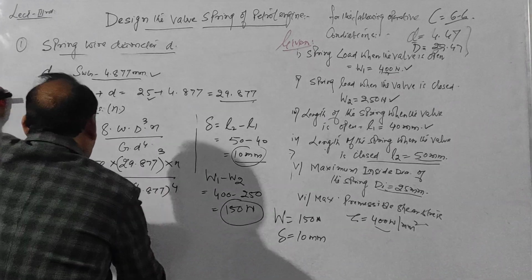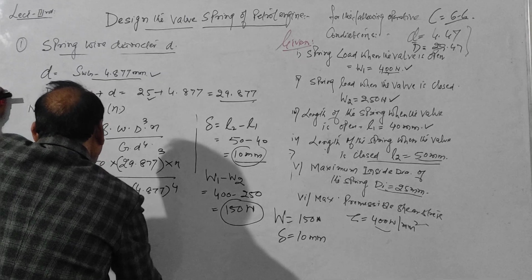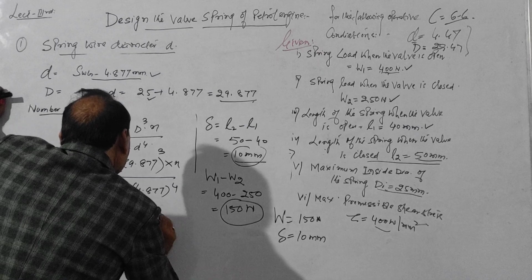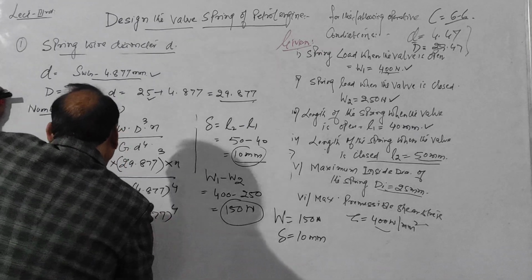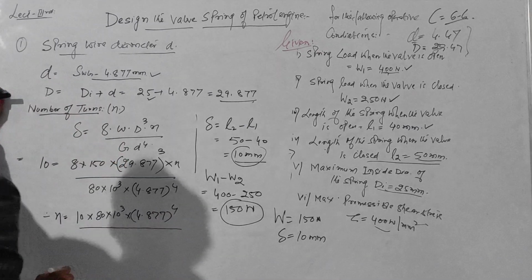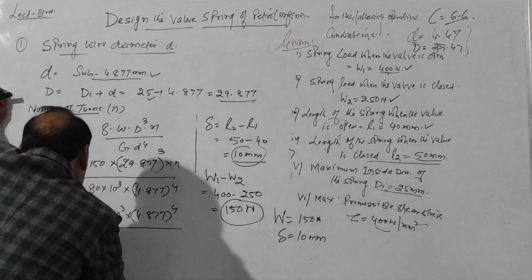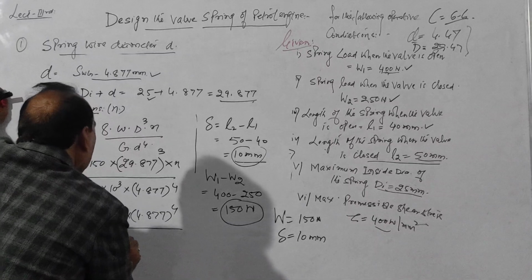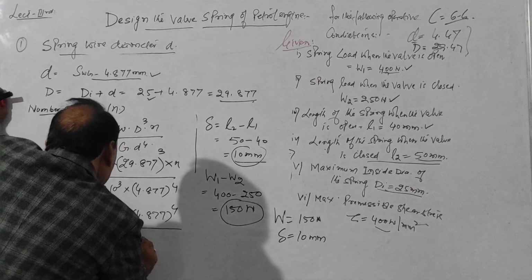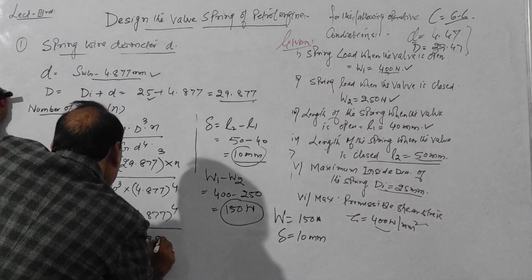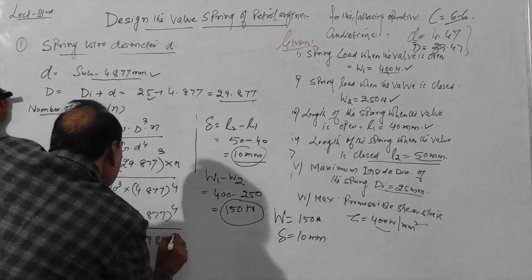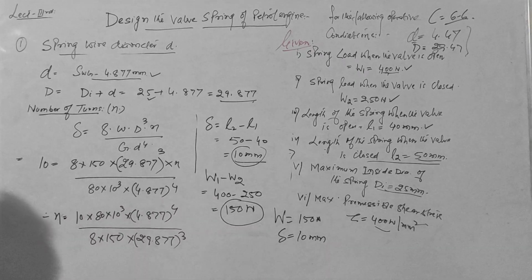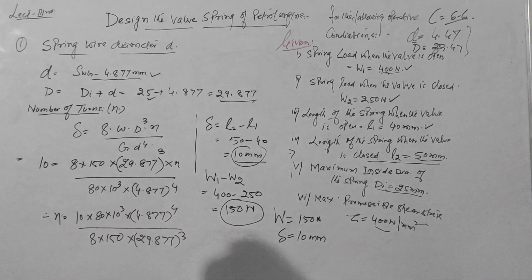10 into 80, 10 raised to 3 into 4.877 raised to power 4 divided by 8 into 150 into 29.877 raised to power 3. Right. So calculate this. Calculate the value of N.